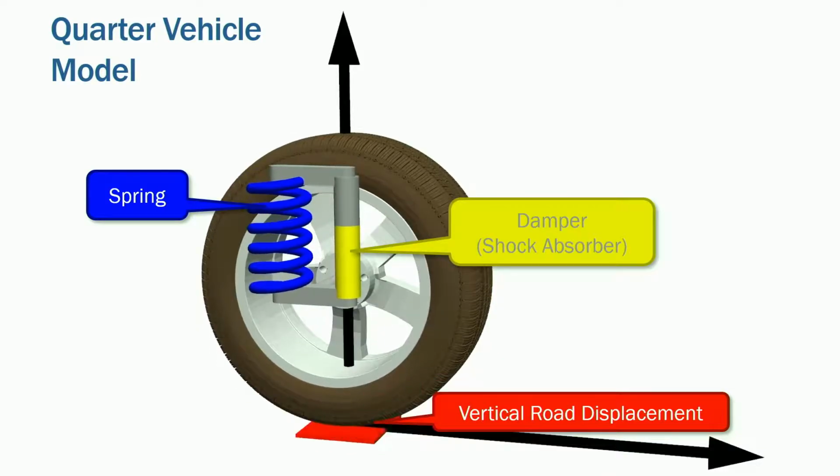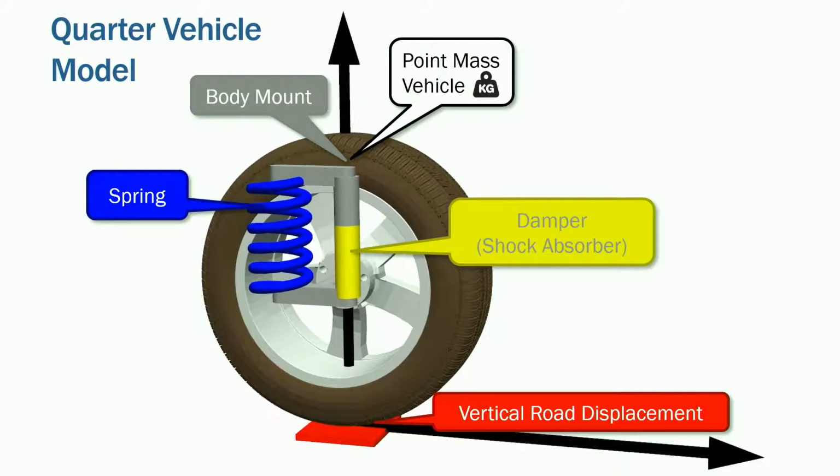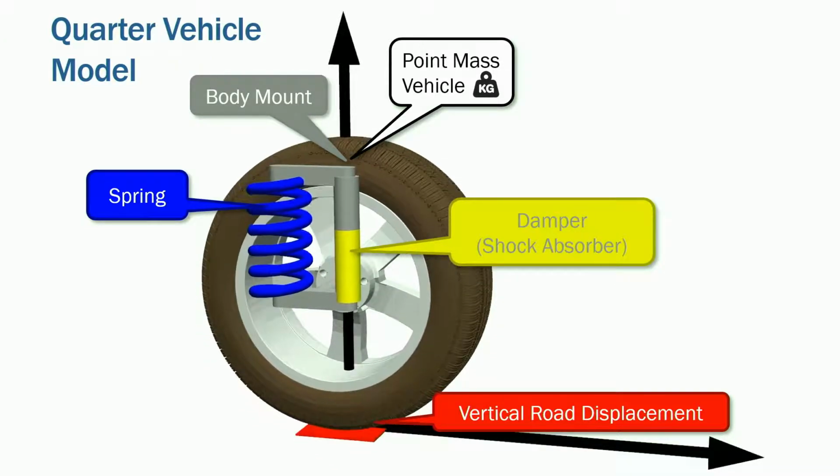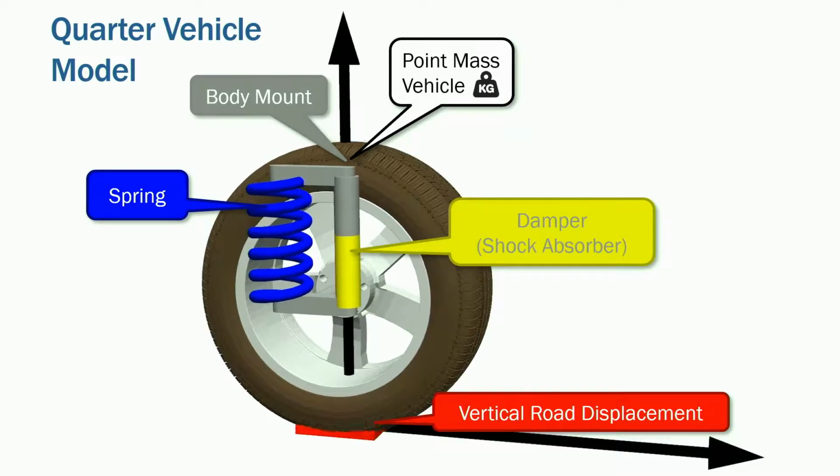And then finally, at the top of this assembly, we have where the vehicle body is mounted. And as I said earlier, all the vehicle's mass, or the mass of the quarter vehicle, is concentrated in a single point. So that's our main suspension setup.